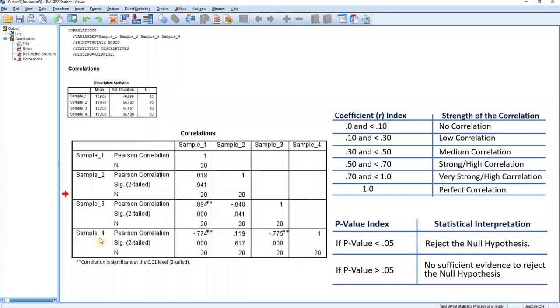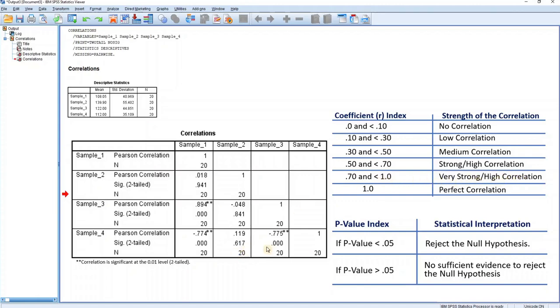Finally, the correlation between sample 4 and sample 3. The correlation coefficient between sample 4 and sample 3 is minus 0.775 and is a negative value. Again, if you look at the index table, this coefficient falls between 0.70 and less than 1.0. And this indicates that there is a very strong linear correlation between the two sample variables.